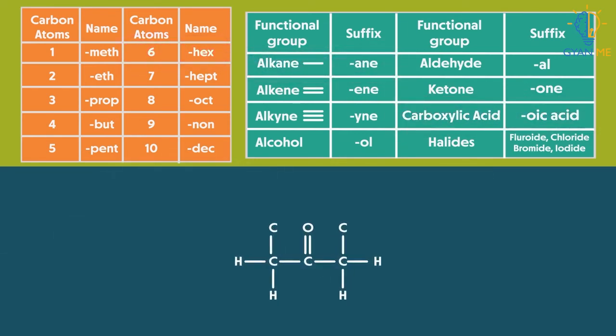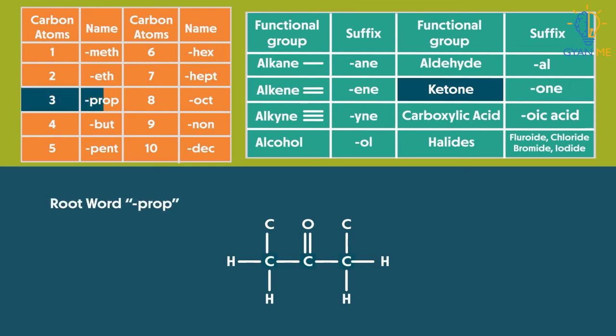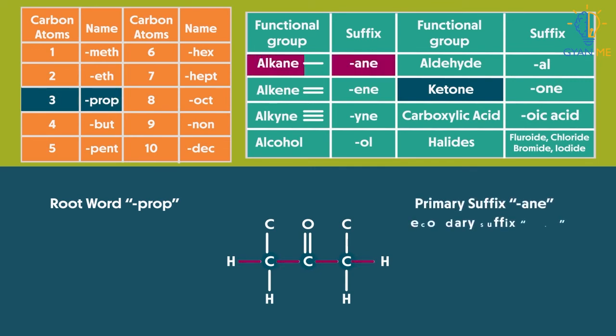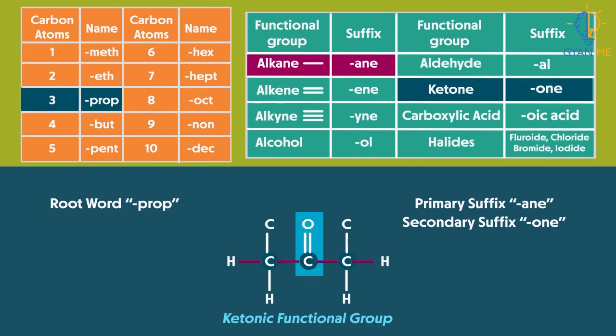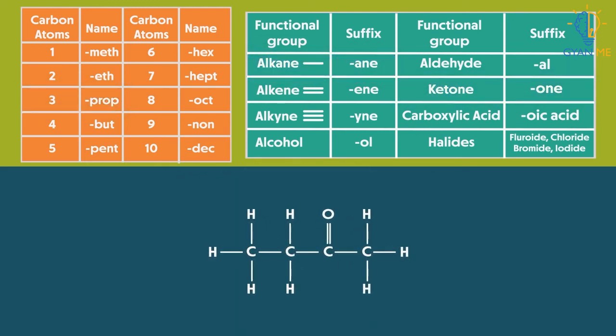Now look at this structure. Which is the functional group here? Yes, it is the ketonic group. How many carbon atoms are there in this compound? There are 3. So the root will be prop and the primary suffix ane for all single covalent bonds and one for the ketonic functional group. Thus, the name of this compound will be propanone. Now, what about this compound? What will be its name? Yes, it will be 2-butanone.